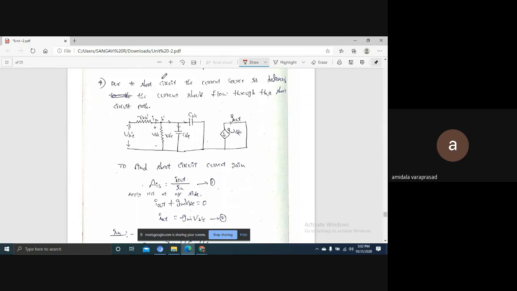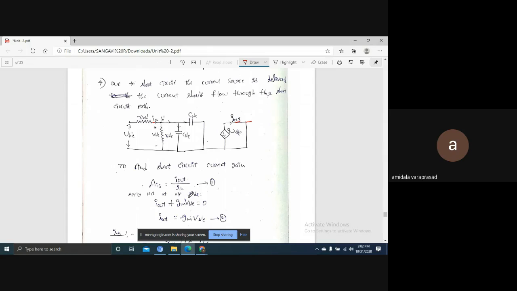Now see here, the current source delivers the current, and the current should flow through the short circuit path only. To find the short circuit current gain, I can write AIS, because this short circuit current gain AIS is equal to I out divided by I in. This is the I out, and here it is I in.